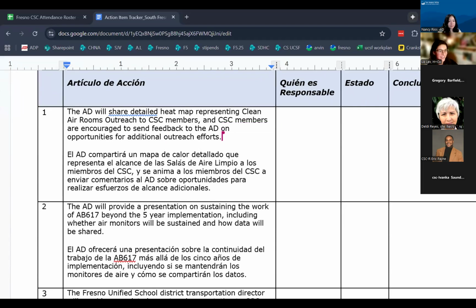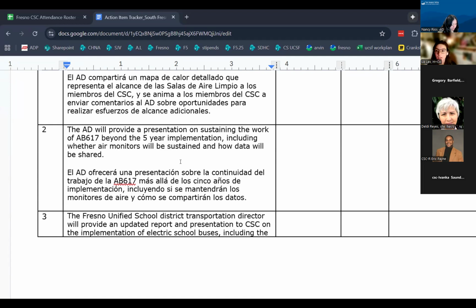Okay, thank you, Nancy. The first action item, the Air District will share a detailed heat map representing the Clean Air Rooms outreach to CSC members, and CSC members are encouraged to send feedback to the Air District on opportunities for additional outreach efforts. The next action item, the Air District will provide a presentation on sustaining the work of AB 617 beyond the 5-year implementation, including whether air monitors will be sustained and how data will be shared.